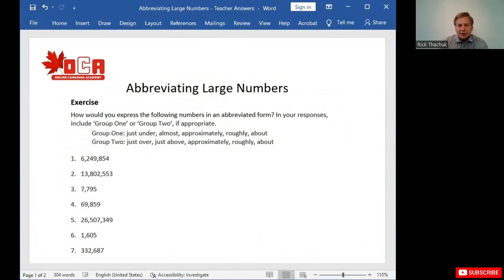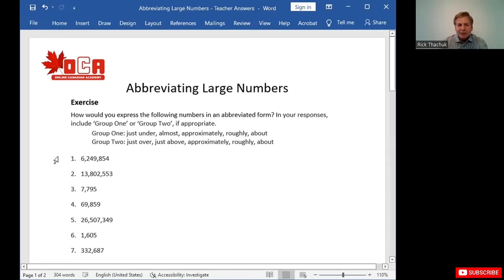Abbreviating large numbers. Exercise. How would you express the following numbers in an abbreviated form? In your responses, include group 1 or group 2 if appropriate. So group 1 includes these words. Group 2 includes these words. So instead of having to repeat, for example, saying just under this number, or almost this number, or approximately this number, or roughly this number, we will indicate the relevant group, meaning any of the words in that group will suffice, followed by the number. Let's take a look at an example that'll make it clear.